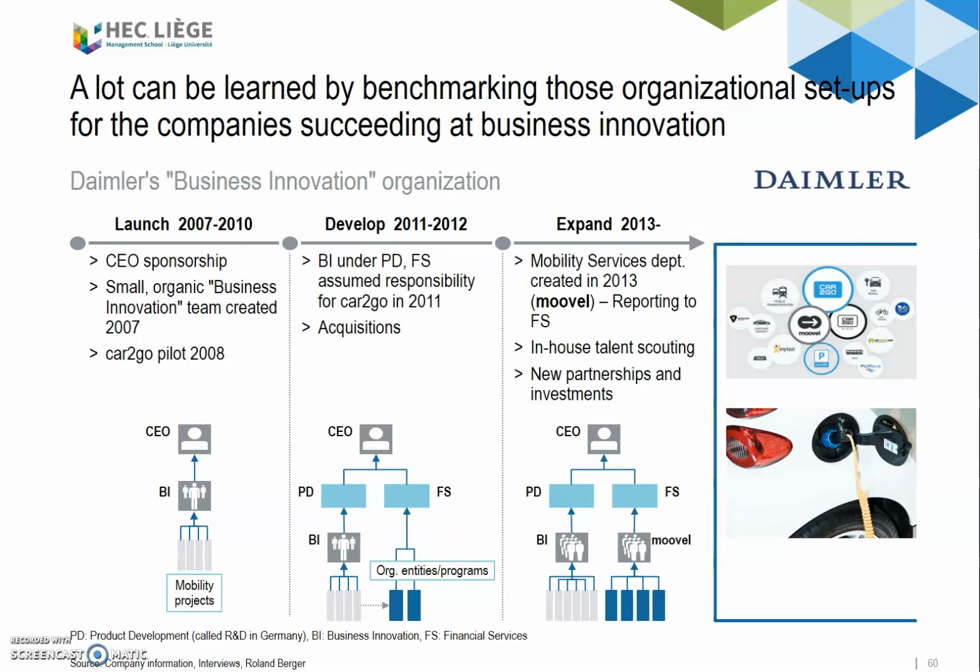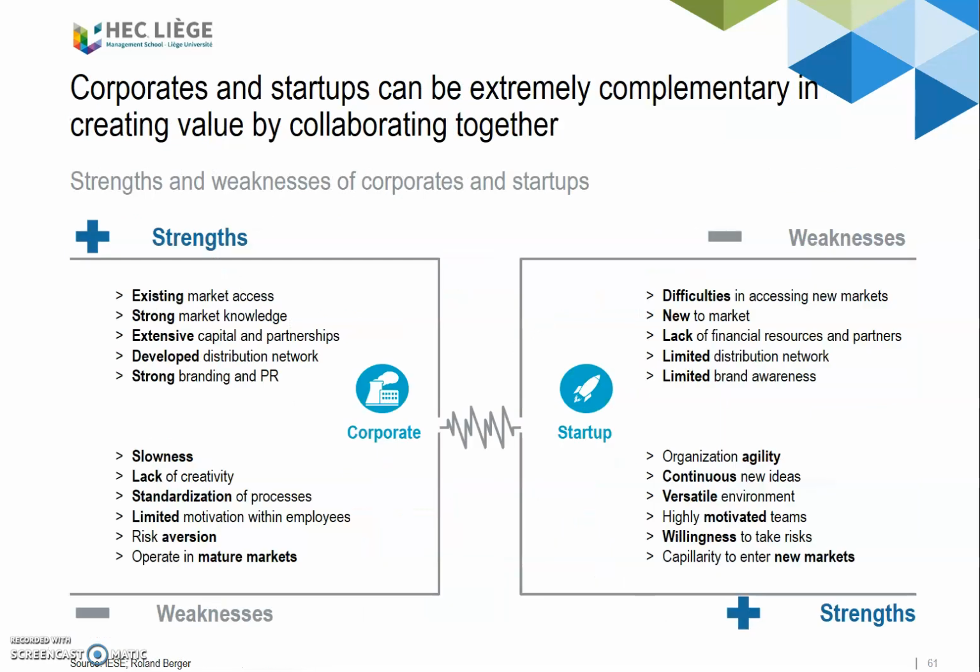Obviously, a lot can be learned by benchmarking organizational setups for the companies succeeding at business innovation. And then there is the question: how can big corporations and startups coexist? Actually, they are much more complementary than you think. In some cases, a startup will disrupt big existing businesses, but in many instances, collaboration is probably the key.